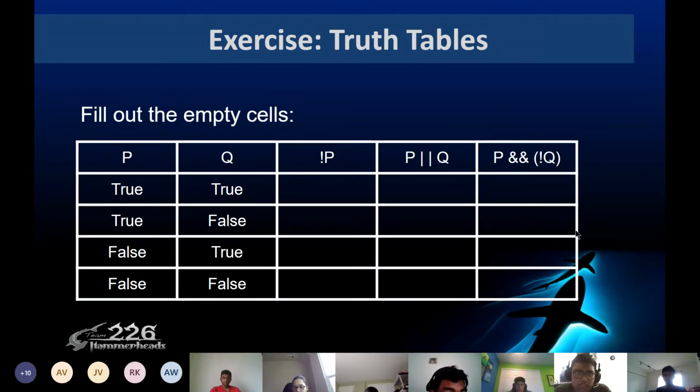All right. Does anyone need more time? All right. And I guess we can go through it. I already said the first two cells. So does anyone want to tell me what the third cell in the first row will be?